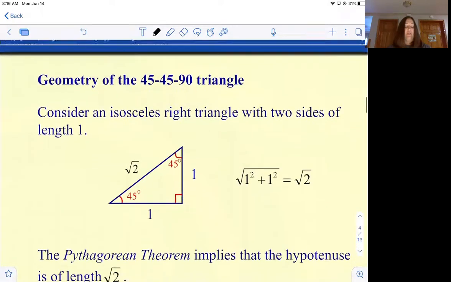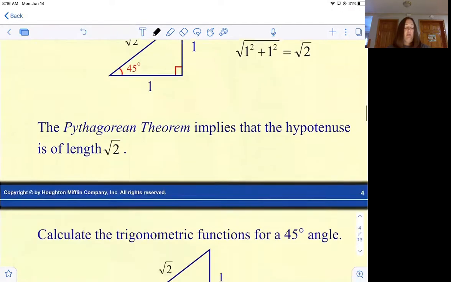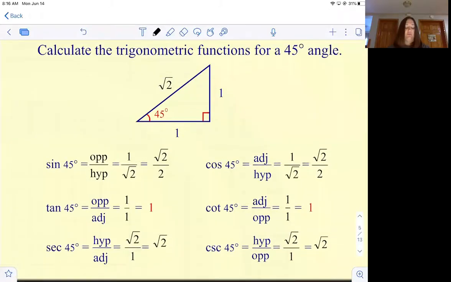This is something we did last week. Also, we talked about the 45, 45, 90 triangle with sides 1, 1, and the square root of 2. That is something, again, that you're going to use a lot as we go through. We also found all of our ratios for 45. So we found the sine, cosine, tangent, and all those ratios. Remember that we did not want to leave the square root in the denominator, so we adjusted that accordingly.